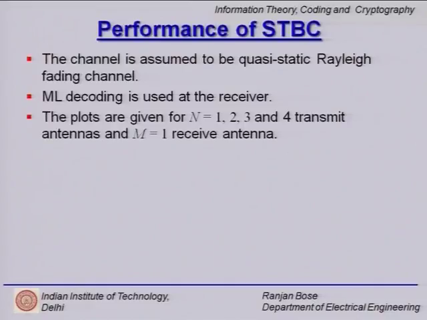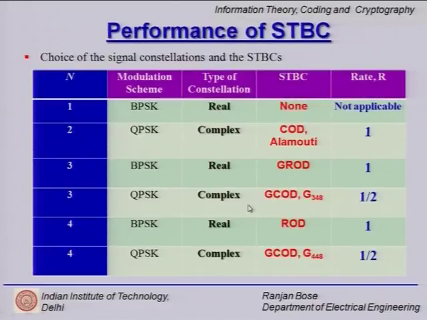So this slide basically summarizes the plot that we have seen just now. We have assumed a quasi-static Rayleigh fading channel, so over the symbol that we are transmitting, the channel really doesn't change. Of course, we are using MLD decoding at the receiver, and we have looked at the plots and compared for n equal to 1, 2, 3 and 4, provided there is only one receive antenna at the receiving end.